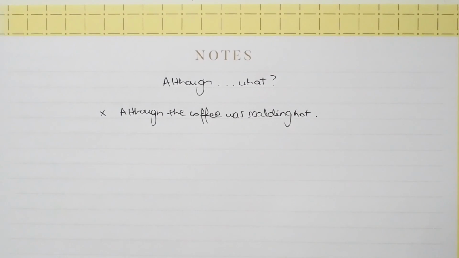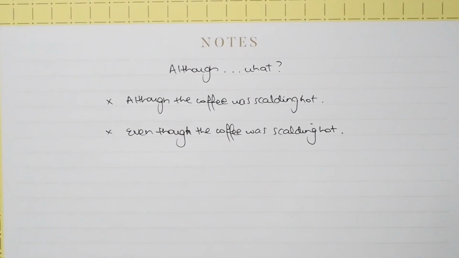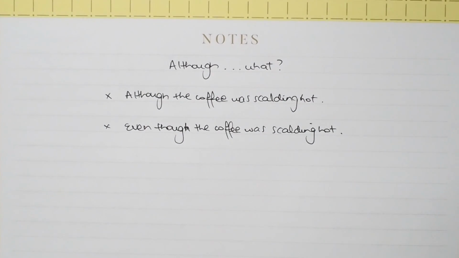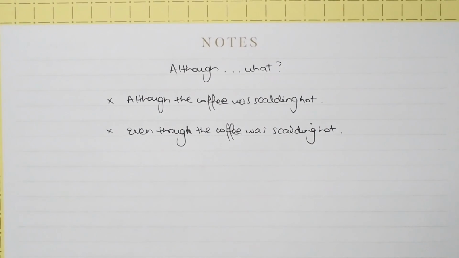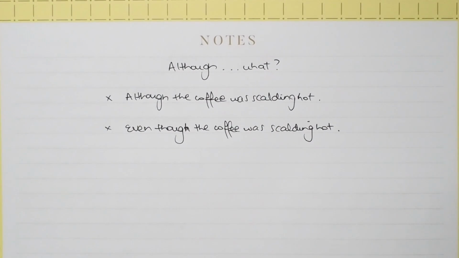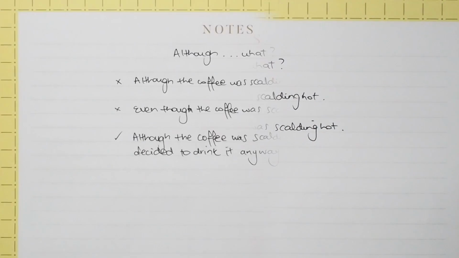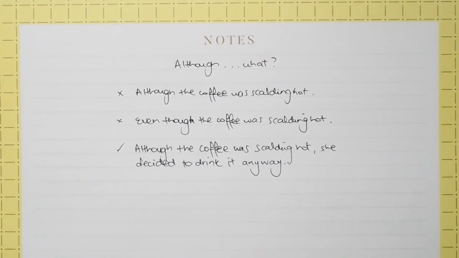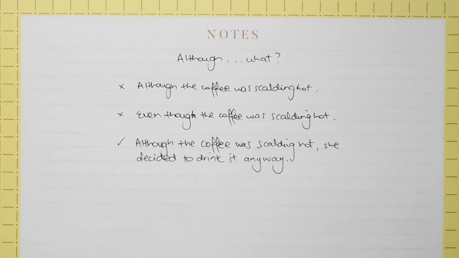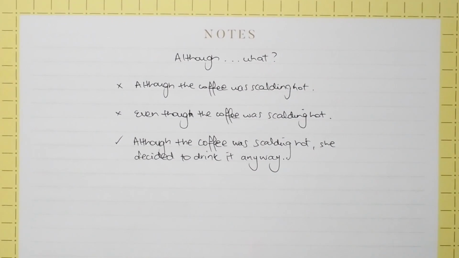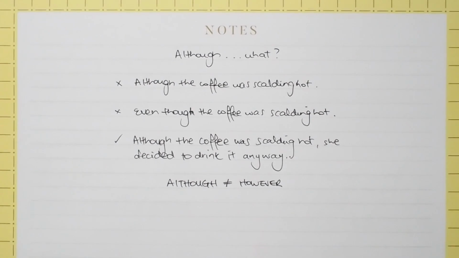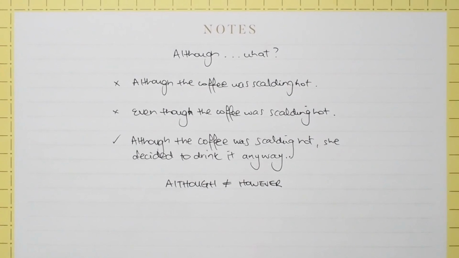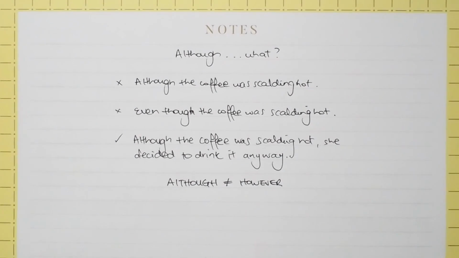Although what? Although means that in spite of that, even though. So there needs to be some sort of fact that follows it. It's not going to make sense if the sentence is, even though the coffee was scalding hot. Instead, it should be, although the coffee was scalding hot, she drank it anyway. Although is not the same as however, and I often find students using although in the introduction incorrectly.